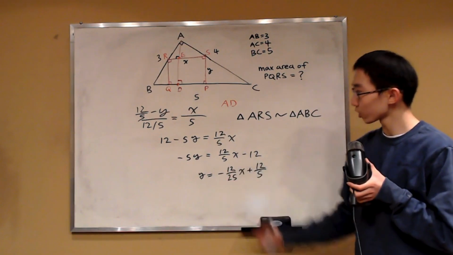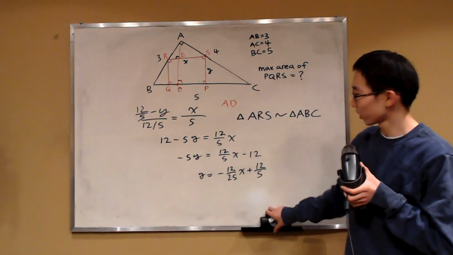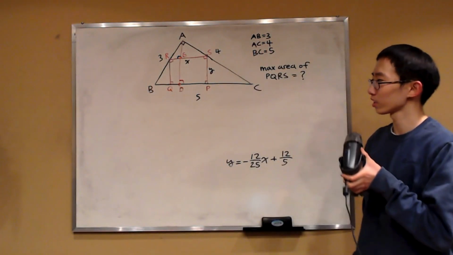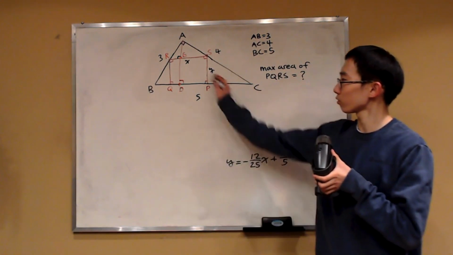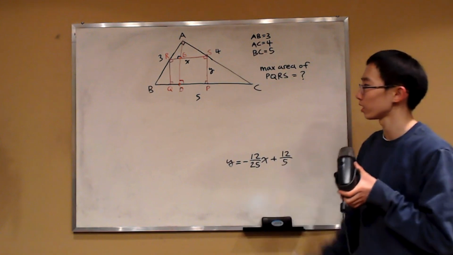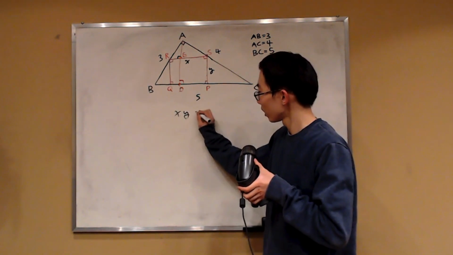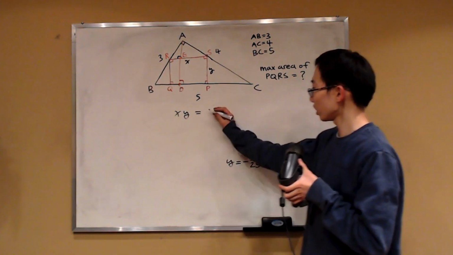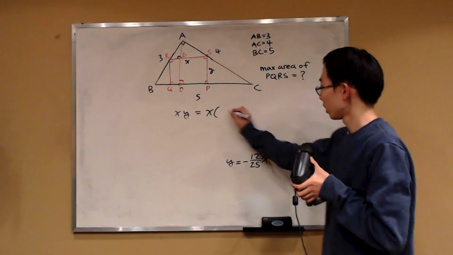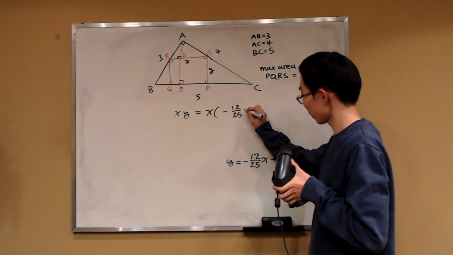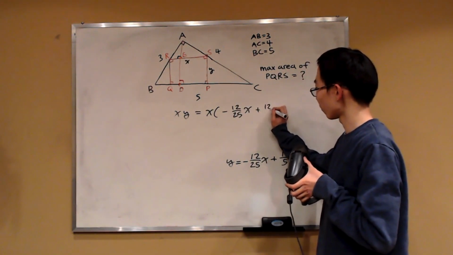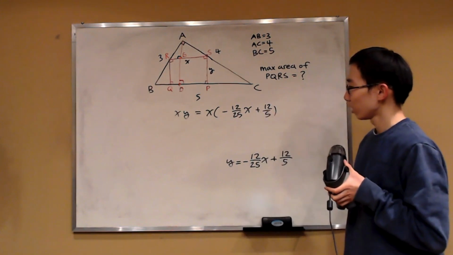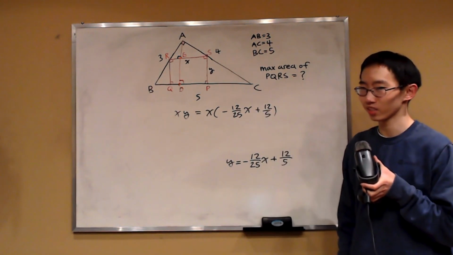Now we can just use this to write the area of this rectangle, right? So let me first erase all of this because it's taking up a lot of space. Okay, so let's continue from here. We can write the area of this rectangle in terms of x. Firstly, the area is x times y, and this y is equal to this, so we can just make that substitution. So this is equal to x times this, negative 12 over 25 x, and then plus 12 over 5. And would you look at this? This is a quadratic in terms of x. And I'm sure we're aware of how to maximize a quadratic polynomial.